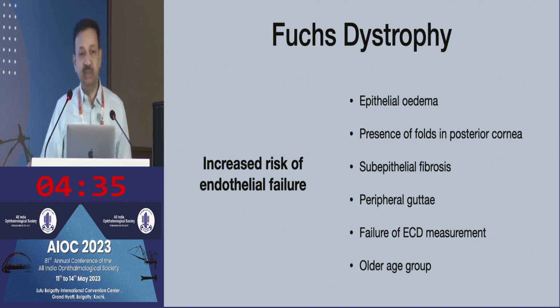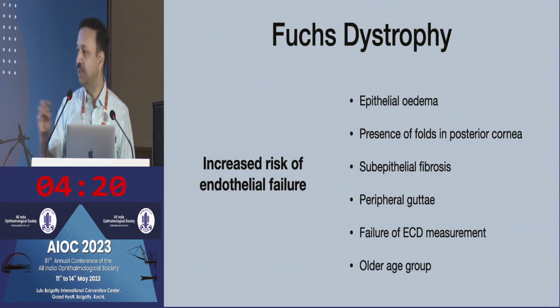Well, there is increased risk of endothelial failure if there is already pre-existing epithelial edema, or you see the presence of folds in the posterior cornea, or if you start seeing subepithelial fibrosis, or the guttae, instead of being limited to the center, you find that these are extending all the way to the periphery.